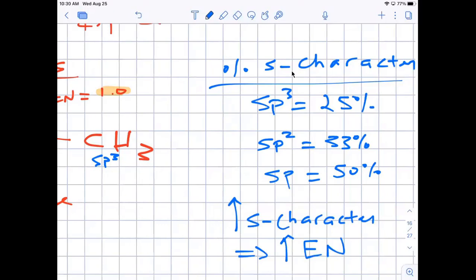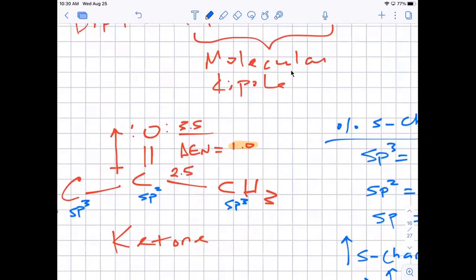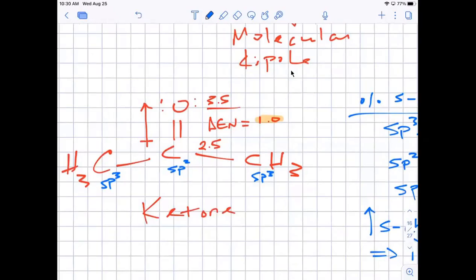Are y'all following? Yes, no, maybe, somewhat? Yes. Right? Higher the S character, higher the electronegativity. So what does it mean if an atom is more electronegative again? What does it mean about that atom in reference to electrons? Does it love electrons more or less? Loves them more. So if you have an sp2 carbon bonded to an sp3 carbon, which one of those carbons is going to love electrons a little more?